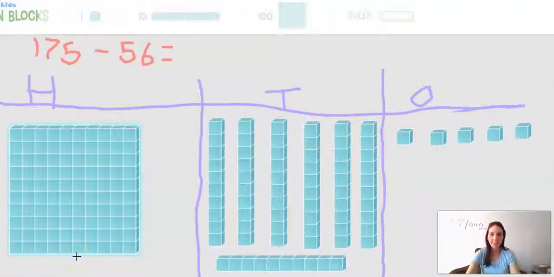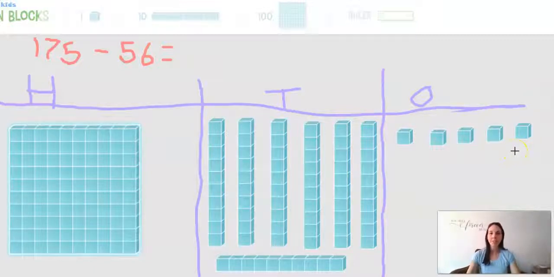Here is our first problem for today's lesson. 175 minus 56. And I've already set it up for you guys. 100, 10, 20, 30, 40, 50, 60, 75. Okay? And we take away 56.